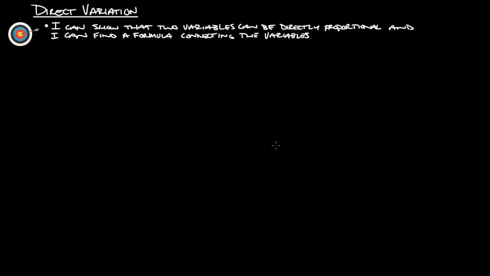I'm going to take you through the notes on direct variation. At the end of this, you should be able to say, I can show that two variables can be directly proportional, and I can find a formula connecting the variables.